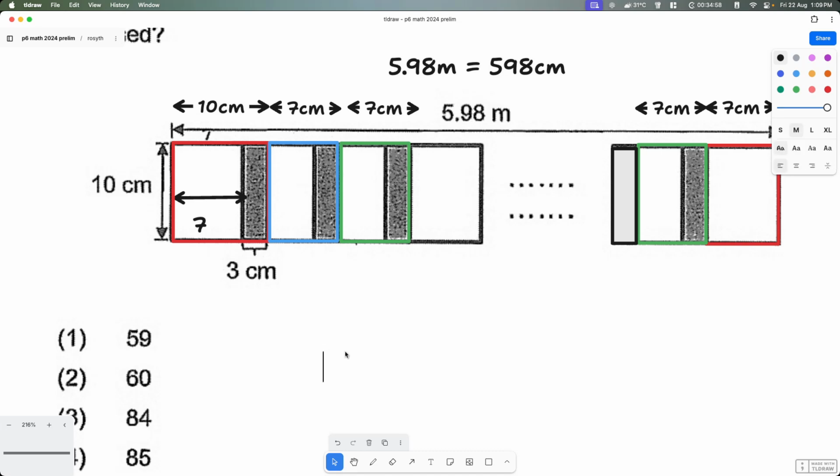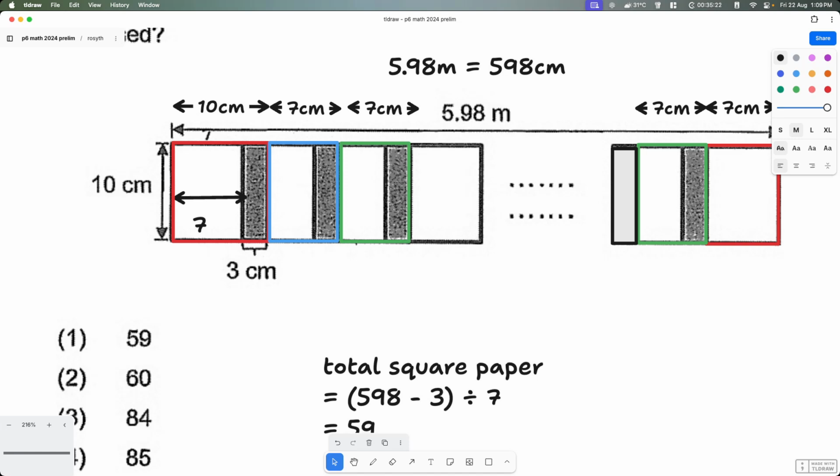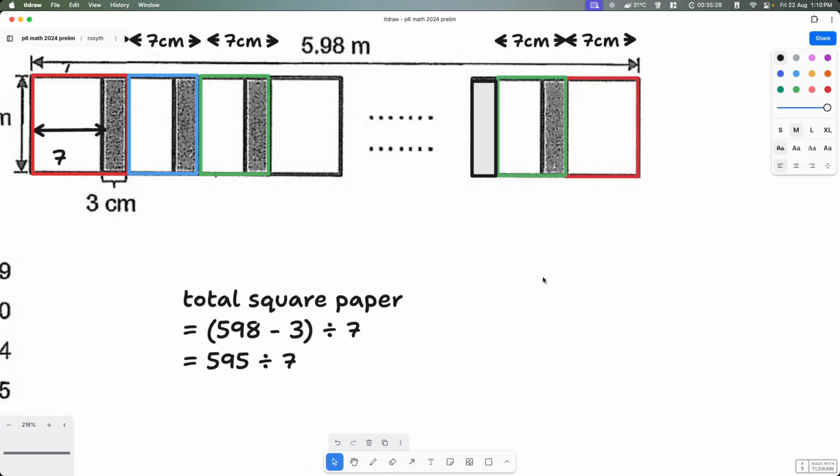Okay, so let us see. Total square paper is equal to 598 minus 3, divided by 7. Okay, by 7, right? So that means this is equal to 595 divided by 7. Okay, so let's do this calculation. Let's see if we are correct.